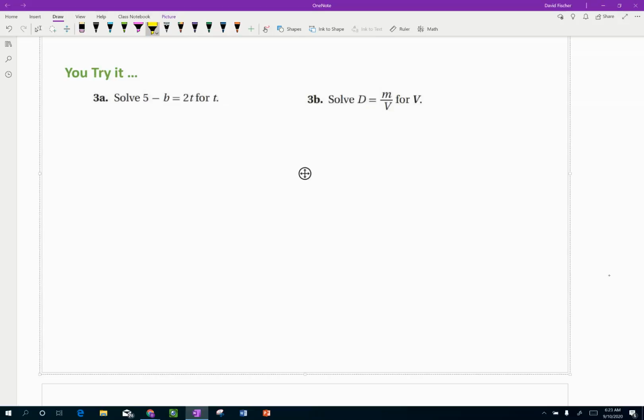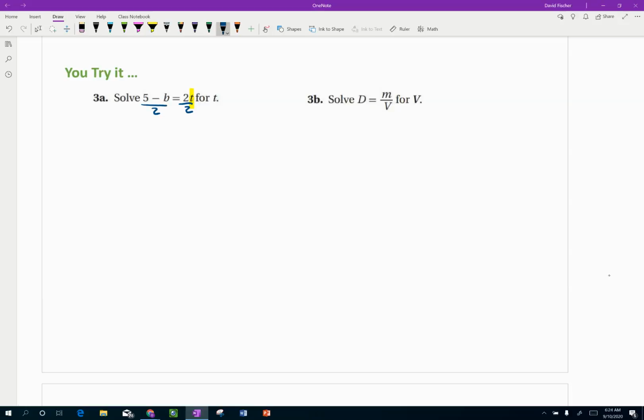All right, so here's my equation. They want the t by itself, so all I have to do is get rid of that 2. I highlighted the wrong thing. Trying to get t by itself. Right now it says 2 times t. The opposite of times is divide by 2.